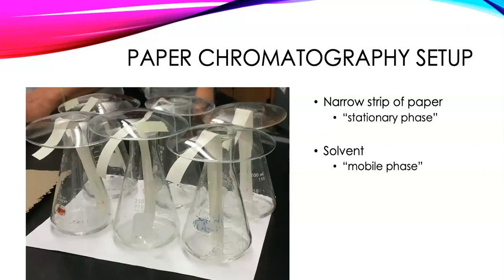As I mentioned, there can be gas phase chromatography where you might have a gas as your mobile phase. But what we're looking at in paper chromatography is that the paper, or the stationary phase, and the solvent, or the mobile phase, have different polarities. And we're taking advantage of that to separate the components.